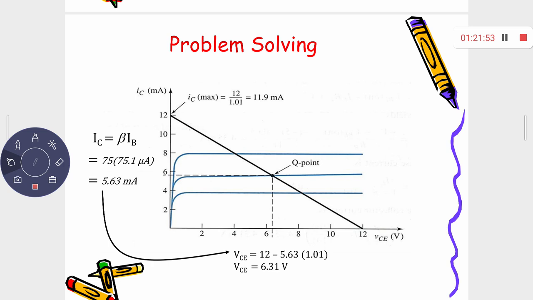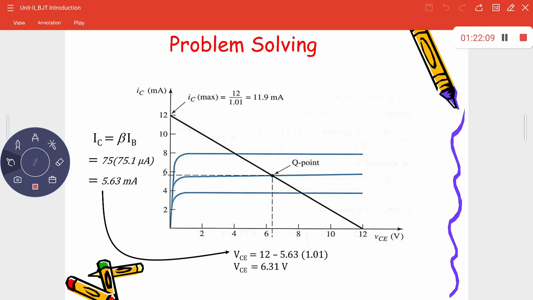11.9 means 12, half of that, 5.6. It should be 11.26 hopefully. Double, 5.60 into 2 is 11.26, so okay, it's close to that. And here also, the fluctuation is from 0 to 12, 12 volt for the VCE. And here I am getting VC to be 6.31, so right at the middle. So this particular biasing circuit is much better.